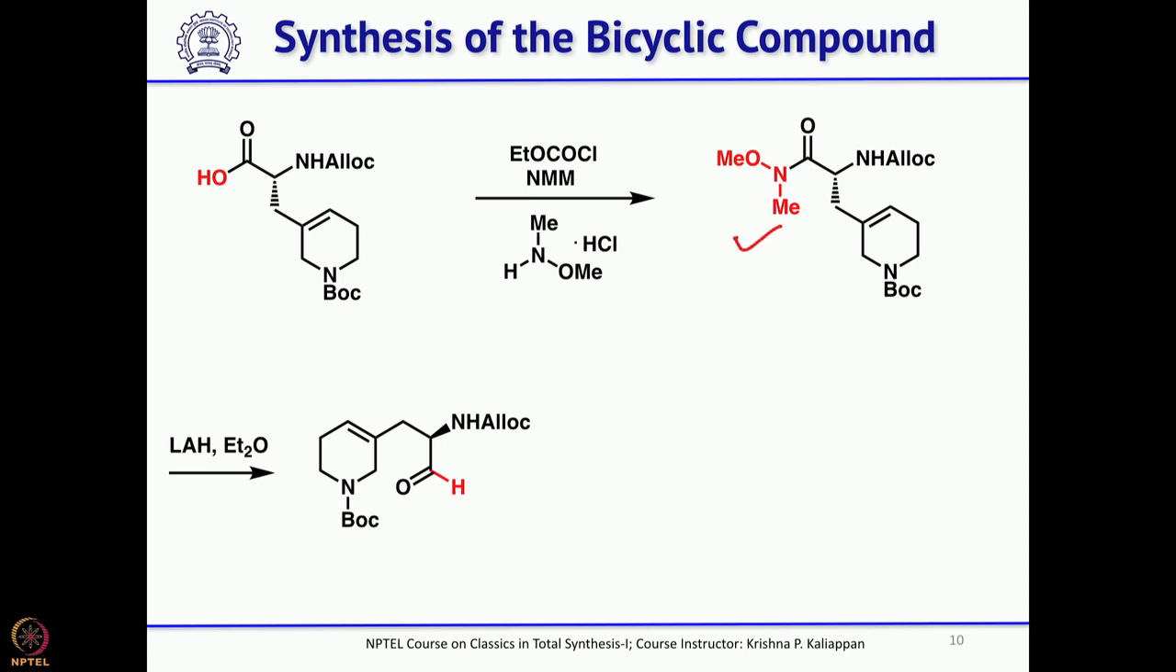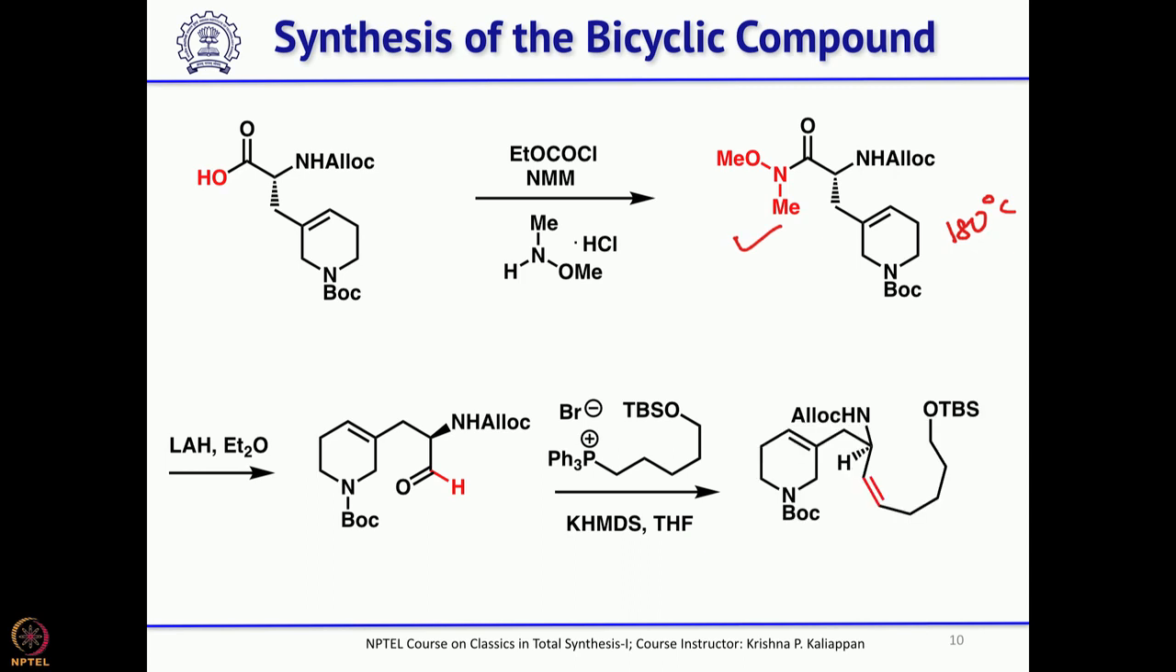So I have written this structure, I rotated this 180 degrees. Just I leave it for a few seconds, just to see this carefully. So if this is alpha, this is beta. Then once you have the aldehyde, this long chain compound, a Wittig reaction was done on this aldehyde to get the corresponding cis alkene.